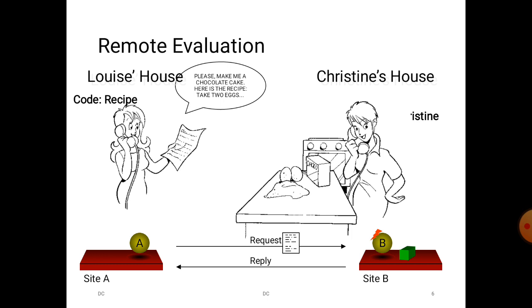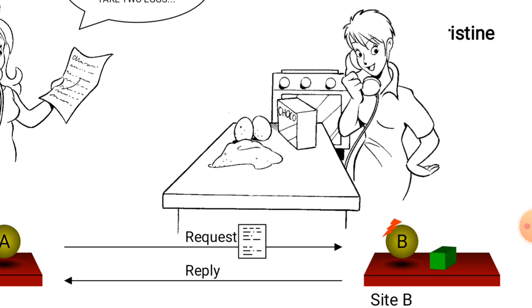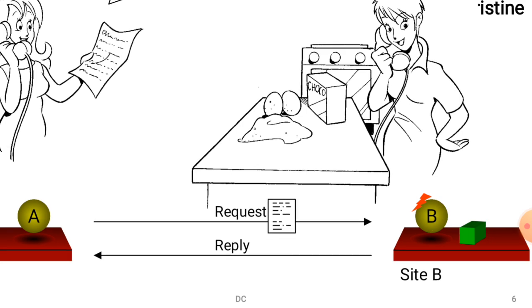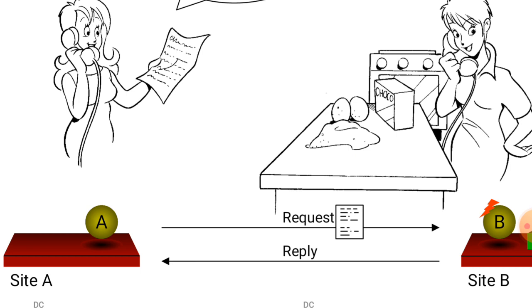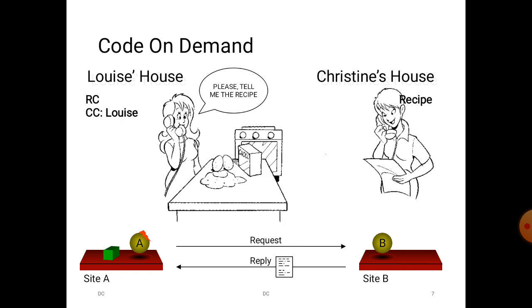So we can relate site A sends the request along with the code. Site B has the resource. It has the computational components also. So with that request, it does the work and sends the reply. So this is about remote evaluation.